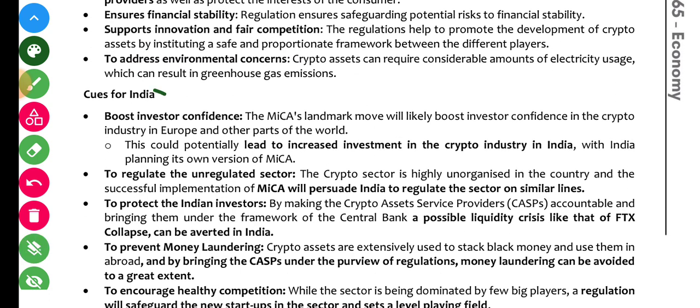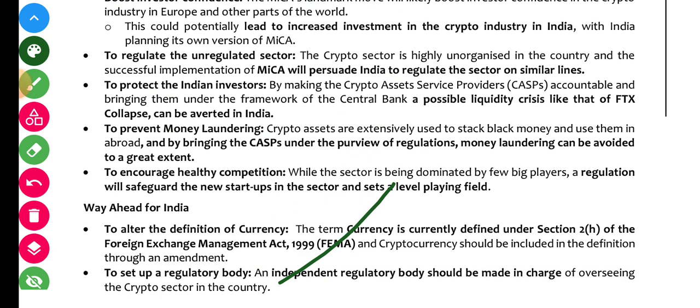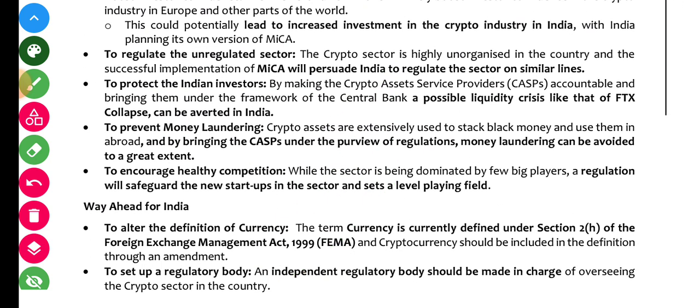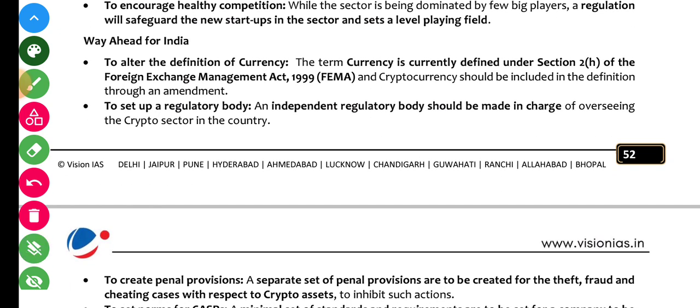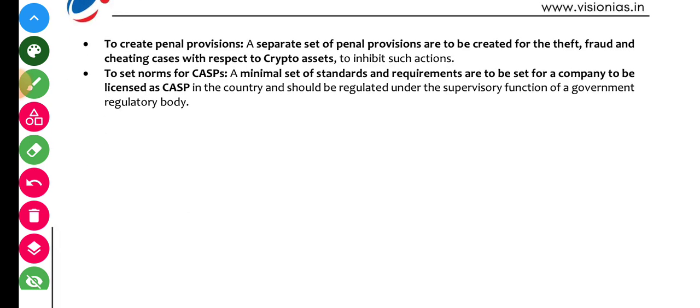What are the cues for India? To boost investor confidence, to regulate the unregulated sectors, to protect Indian investors, to prevent money laundering and terror financing, and to encourage healthy competition. And what is the way ahead for India? To amend the definition of currency, to set up a regulatory body for cryptocurrencies as well as blockchain, and to create penal provisions for theft, fraud and cheating cases with respect to crypto assets. So keep this in mind.